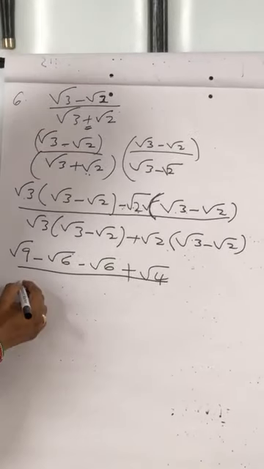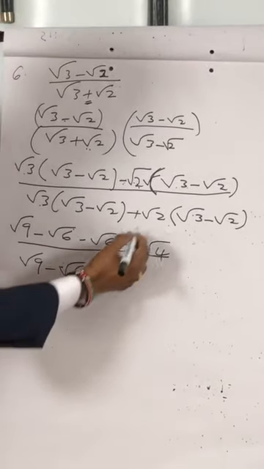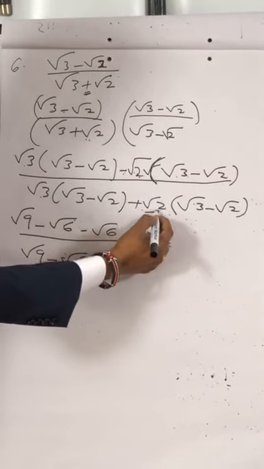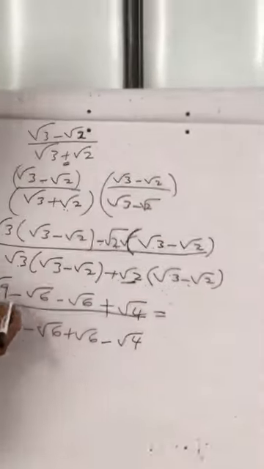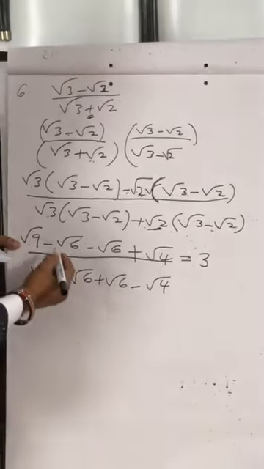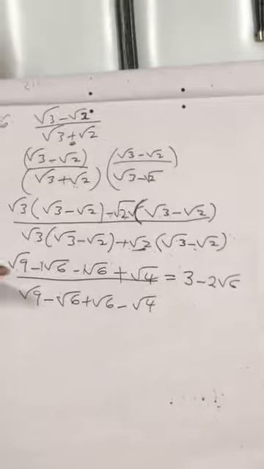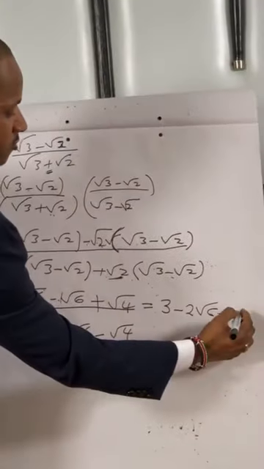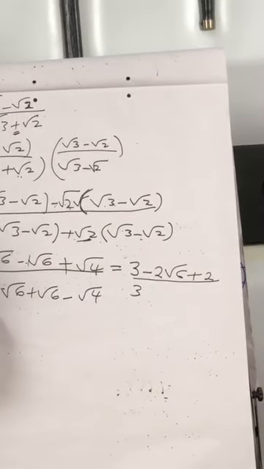Root 3 times root 3 is root 9. Root 3 times minus root 2 is minus root 6. Root 2 times root 3 is plus root 6. Then plus root 2 times minus root 2 is minus root 4. What do we get from here? Root 9 is 3. Minus root 6 minus root 6 is minus 2 root 6. You just pick the coefficients, 1 and 1, add them, then maintain root 6. Then plus root 4, the square root of 4 is 2. Divide by root 9, which is 3.